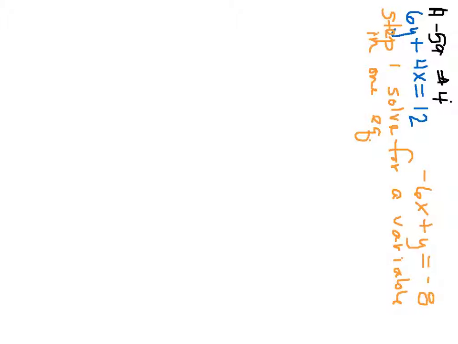I'm going to substitute. So step 1 is to solve for a variable in one equation. So the first thing I do is I go hunting for the variable that is the easiest to solve for. And the easiest one is the y in the orange equation because it doesn't have a coefficient, so all I have to do is add 6x to both sides of the equation.